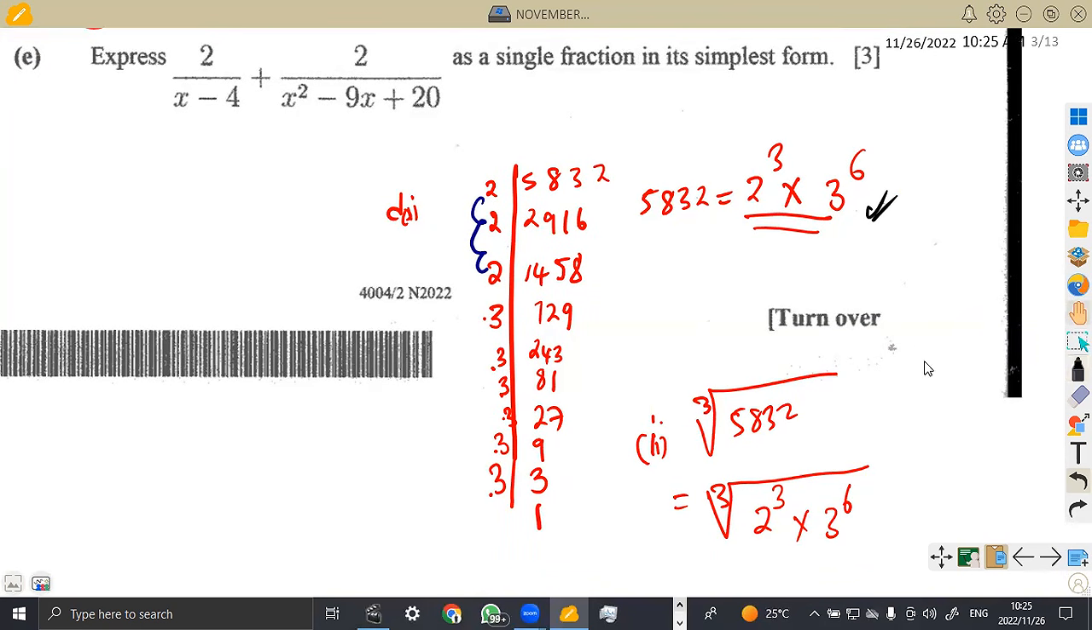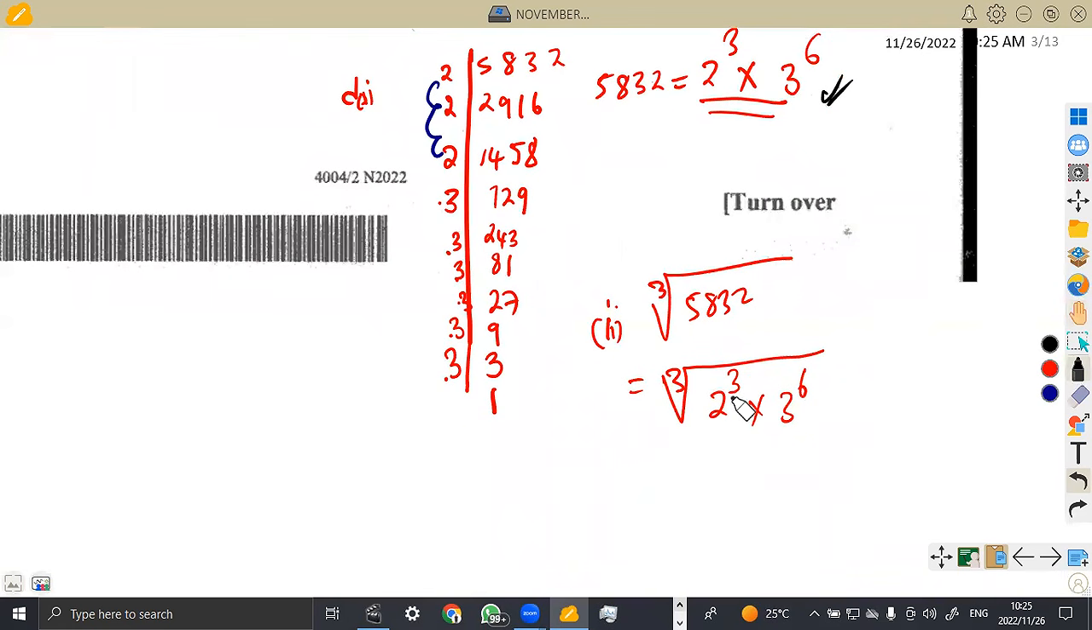As we know, for the cube root, we simply divide. There are so many ways that we could have done this. We can divide each and every term's exponent by 3, the number inside the root. So 3 divided by 3 is 1, so it's 2 to the exponent of 1, times 3 to the exponent of 6 divided by 3, that is 2. So that's 2 times 3 squared, which is 2 times 9, which is 18. So that is the cube root of that.